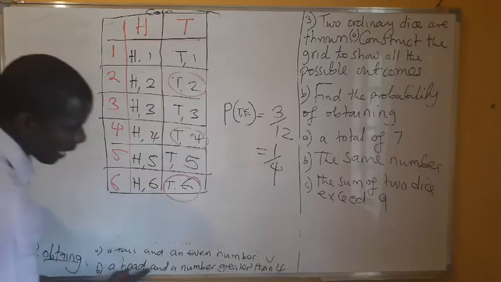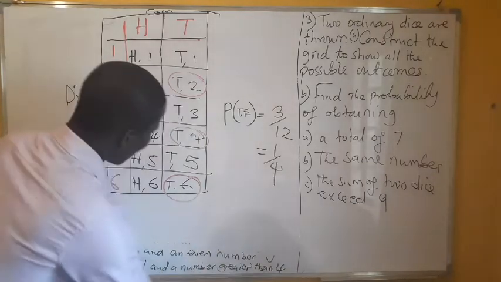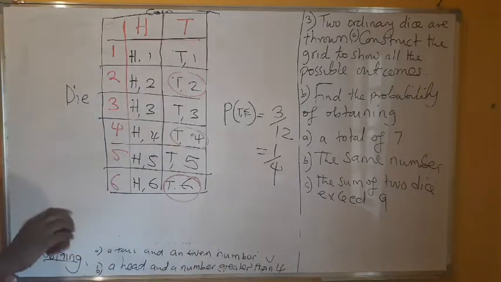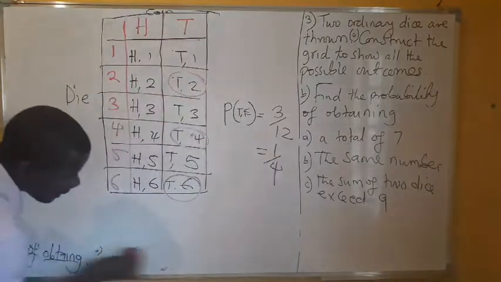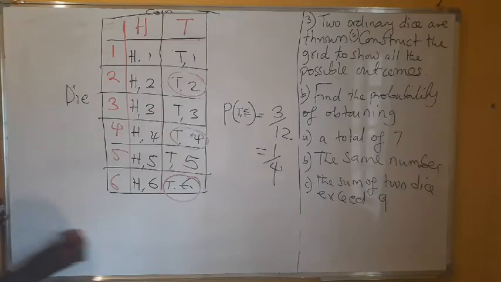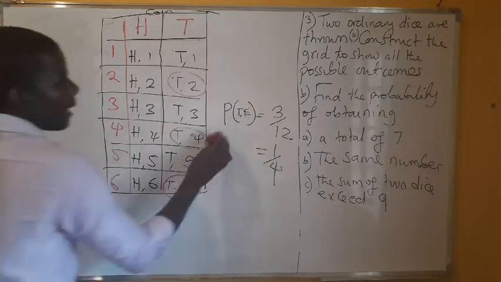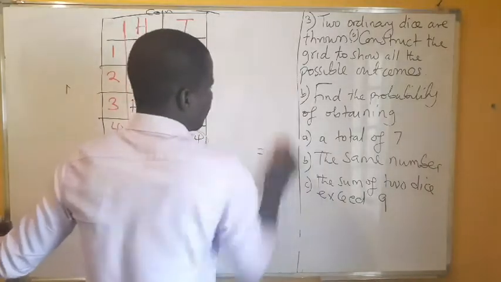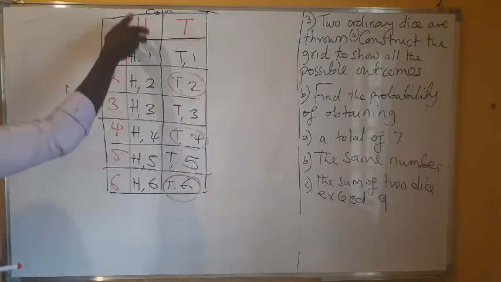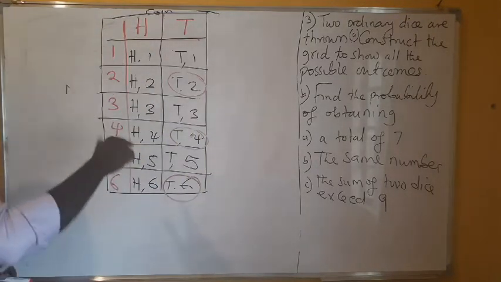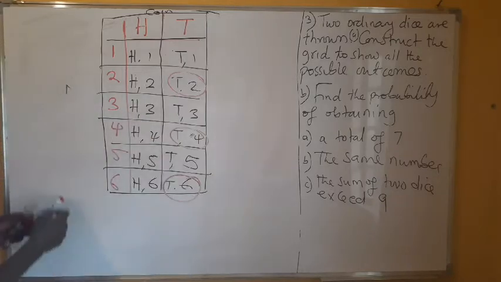A head and a number greater than 4. A head. The head must be there. And then the number should be what? Greater than 4. A head and a number. Where do we have the heads? Here. And then the head should go with a number that is greater than 4.